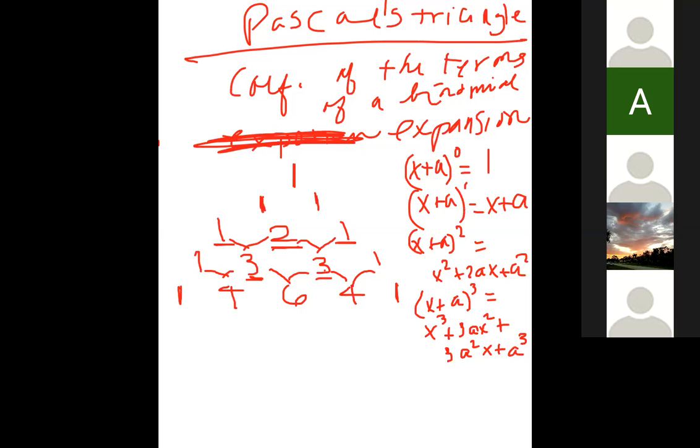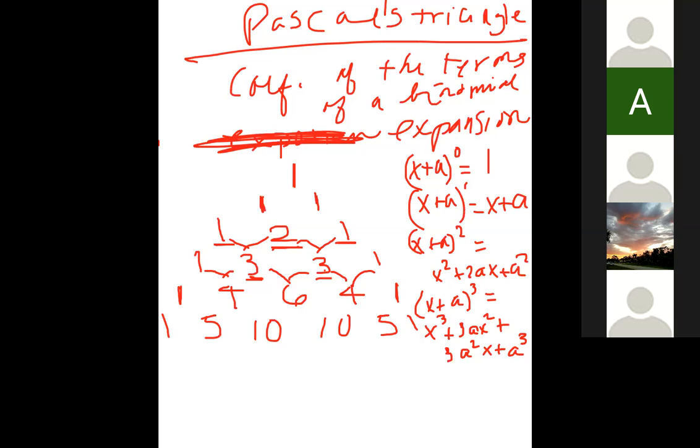What's the next one? Come on, Presley, you can do this. 1, 5, 10, 10. You missed 1. Okay, Paige got it. 1, 5, 10, 10, 5, and 1. All right. So guys, what I want you to notice is that there is a pattern. There's a pattern.